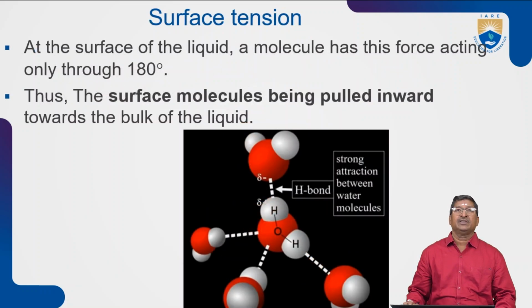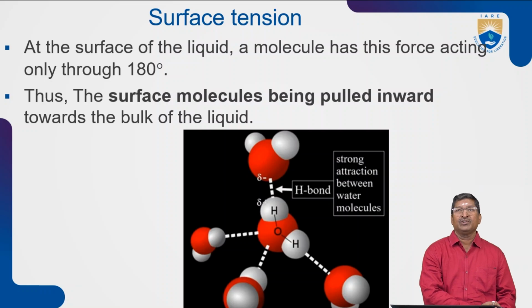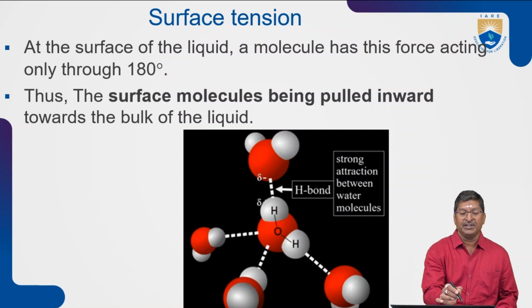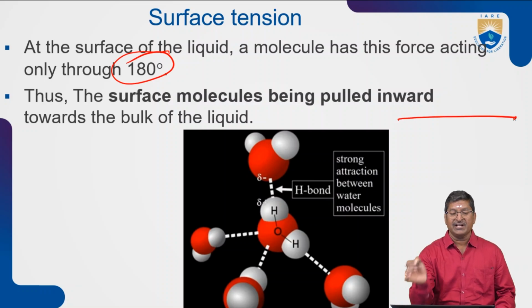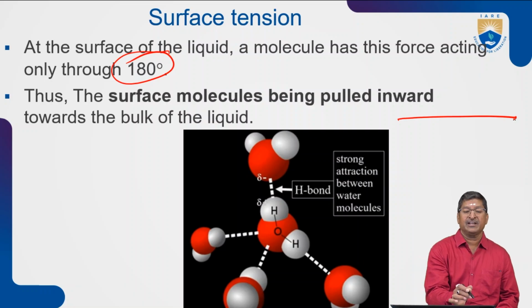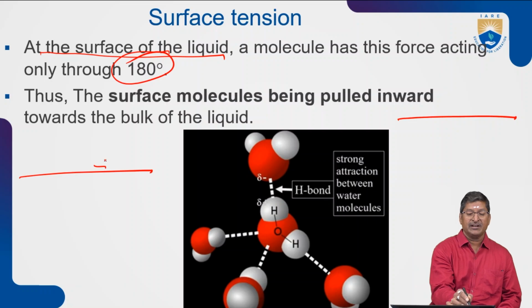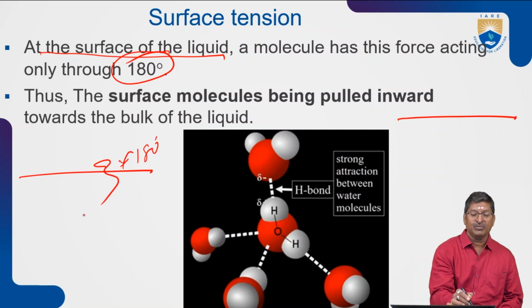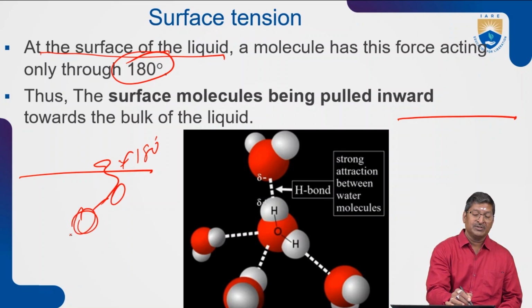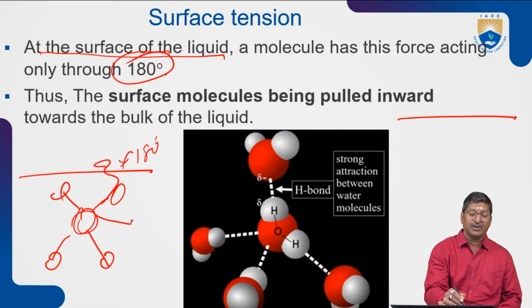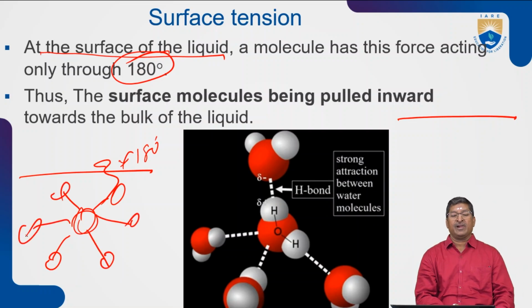You can see this. At the surface of the liquid, a molecule has the force acting only through 180 degrees. That means it is a straight line. Where is the straight line? It is at the surface of the liquid. So, if water is here, at the surface it is 180 degrees. What about inside the water? It will have the same attraction in different directions with other molecules.